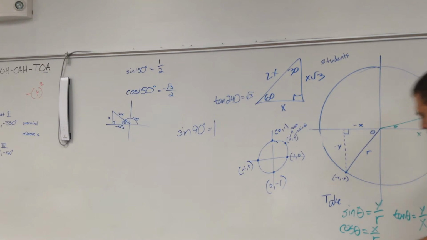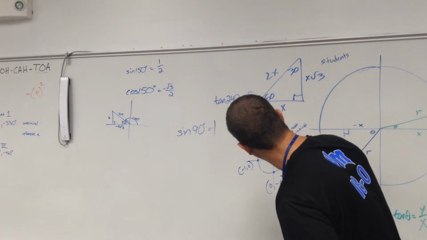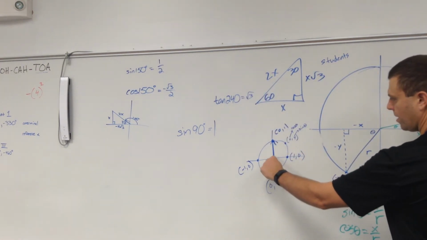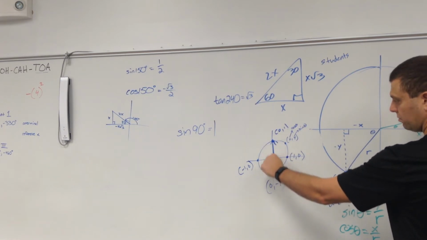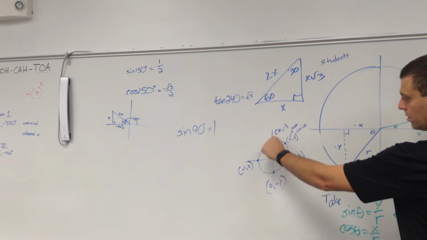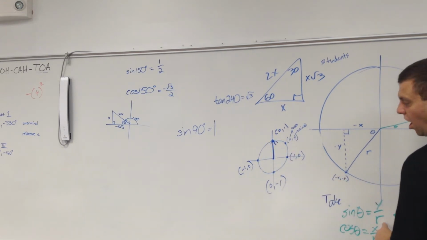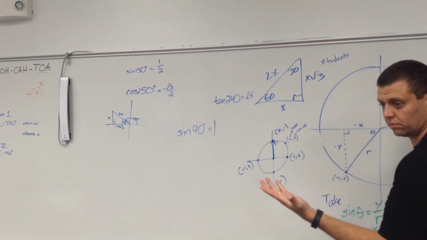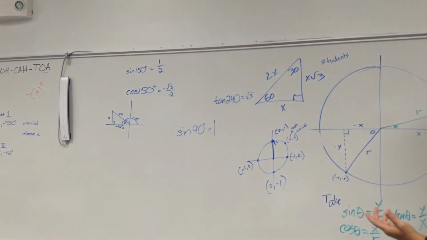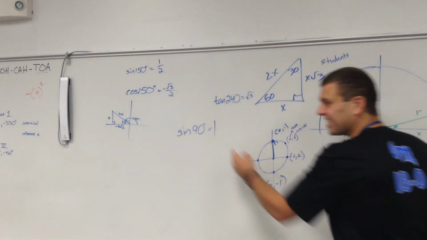Okay. Here's the other way to think about it. Remember, sine is y over r, right? If you think about this 90-degree angle right here, the x value is 0. So the y value is 1. The r value also is 1, right? The radius is 1, because it's a unit circle. And what's 1 divided by 1? Still 1. Okay, that's another way to think of it.